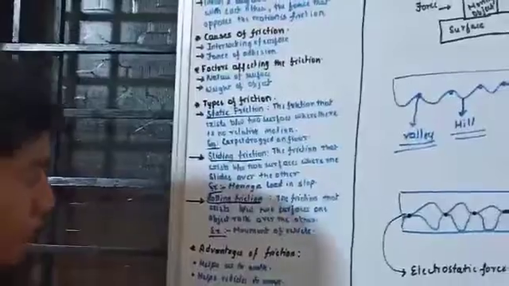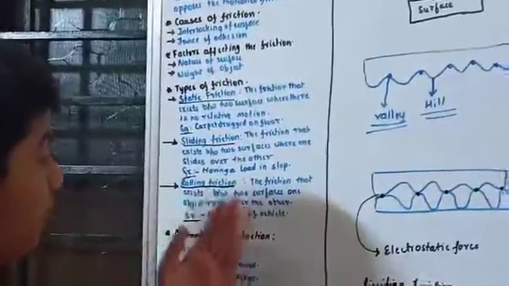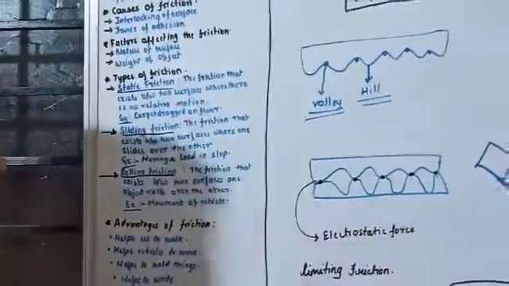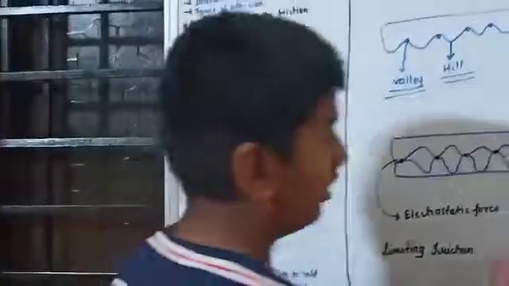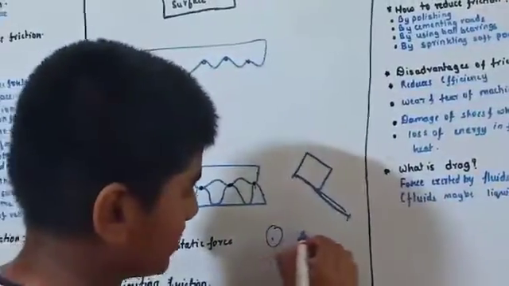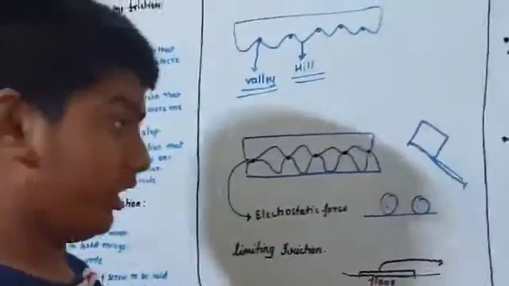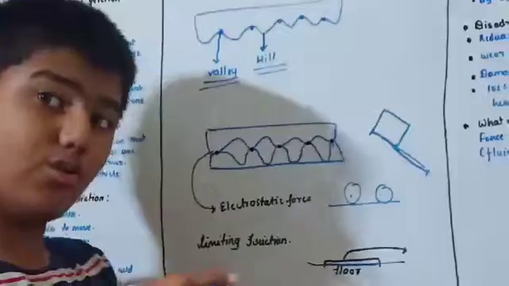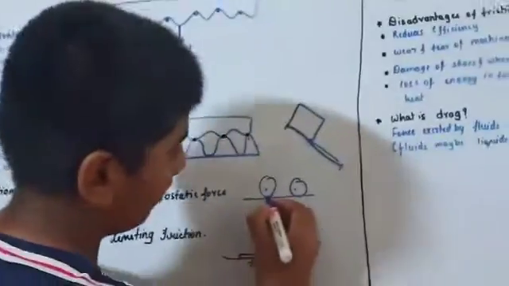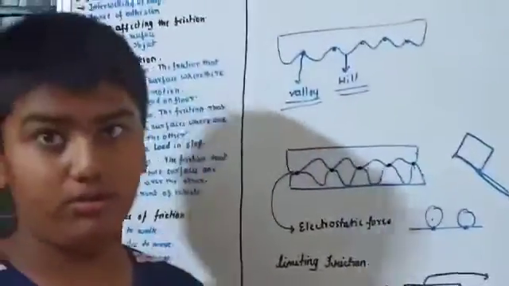Now rolling friction. The friction that exists between two surfaces where one object rolls over the other. An example is the movement of a vehicle. Vehicles have tires and the road will be fixed, and the tires will be rotating and moving. The friction will occur at the point where the tire touches the road.